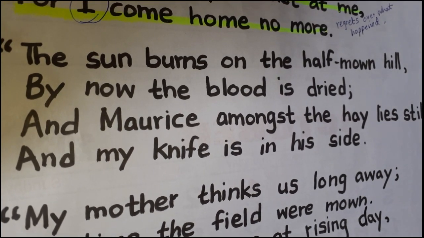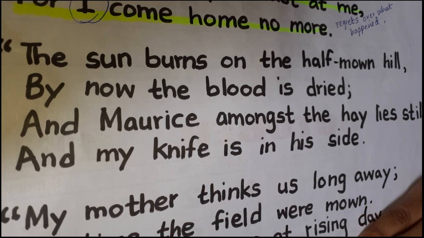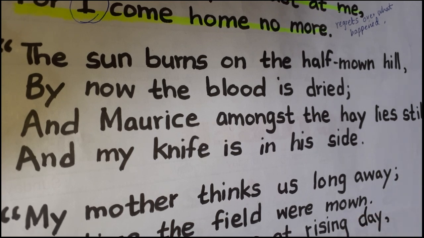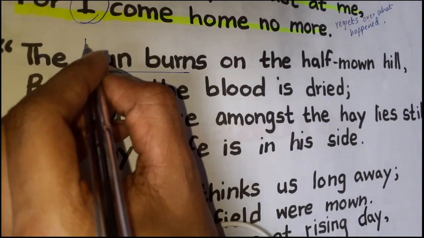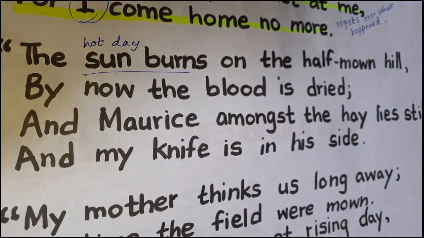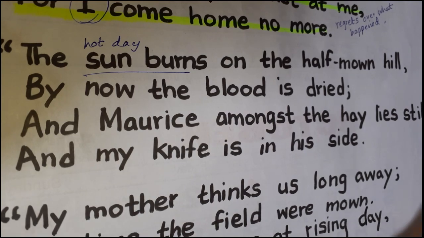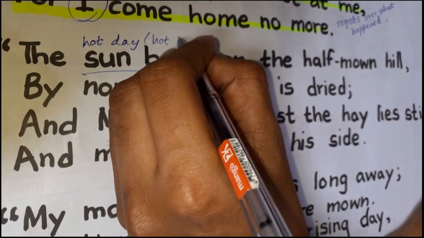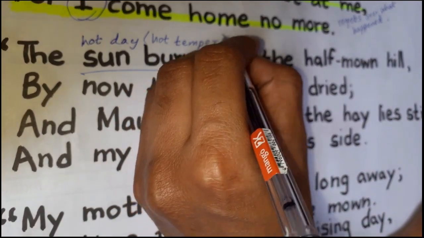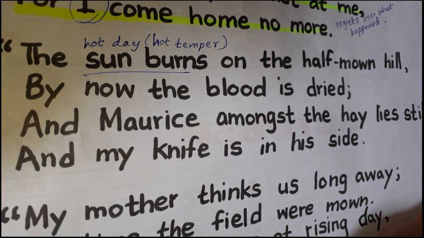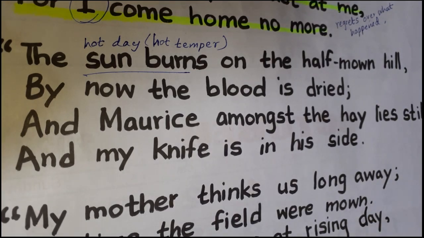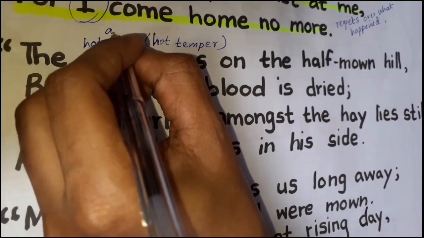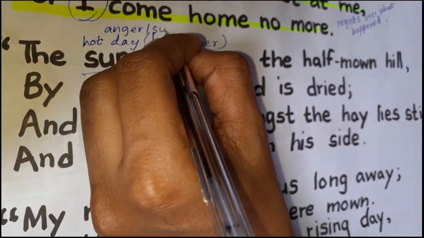Well, so the sun burns on the half-moon hill. Now the setting has been clearly emphasized here, and it is a hot day, right? Sun burns means a hot day. Usually on hot days we are also burning inside, and we get a hot temper. As human beings, we have hot tempers in the sun, and the burning sun indirectly suggests some kind of anger or sudden impulse.